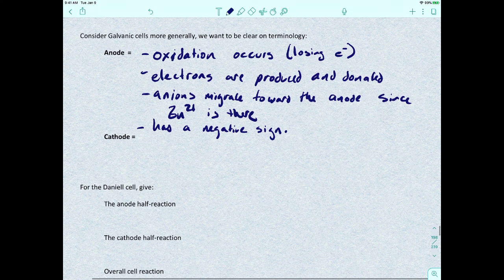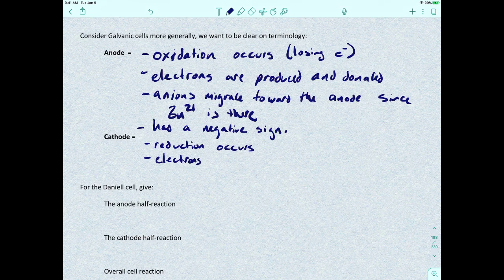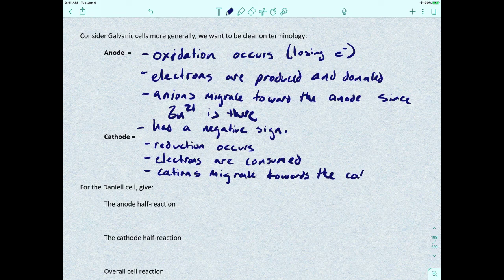For the cathode, this is where reduction occurs. The electrons are consumed. The cations migrate towards the cathode. And it has a positive sign.